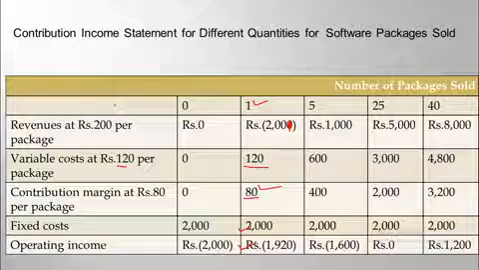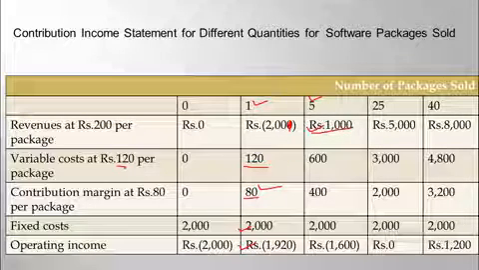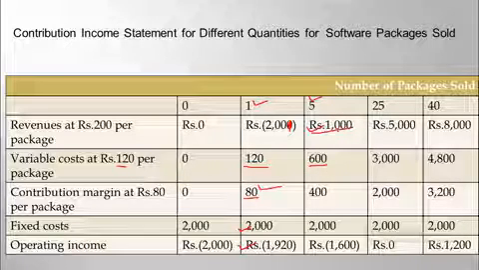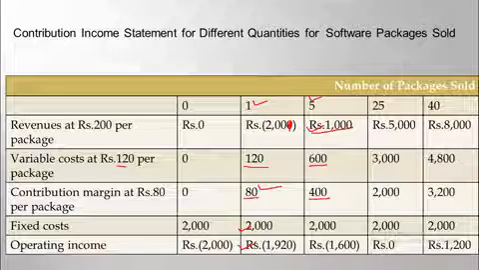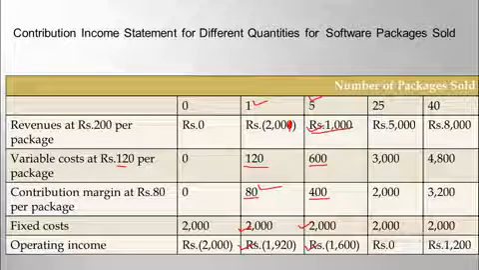Now suppose the company sells 5 software packages, so 5 multiplied by 200 is equal to rupees 1000. So sales is 1000. Out of the sales, 120 is the per unit variable cost. So 120 into 5 is equal to rupees 600. So from 1000, if you minus 600, you will get the contribution of rupees 400. But the fixed cost is 2000, and therefore the operating loss will be rupees 1600.